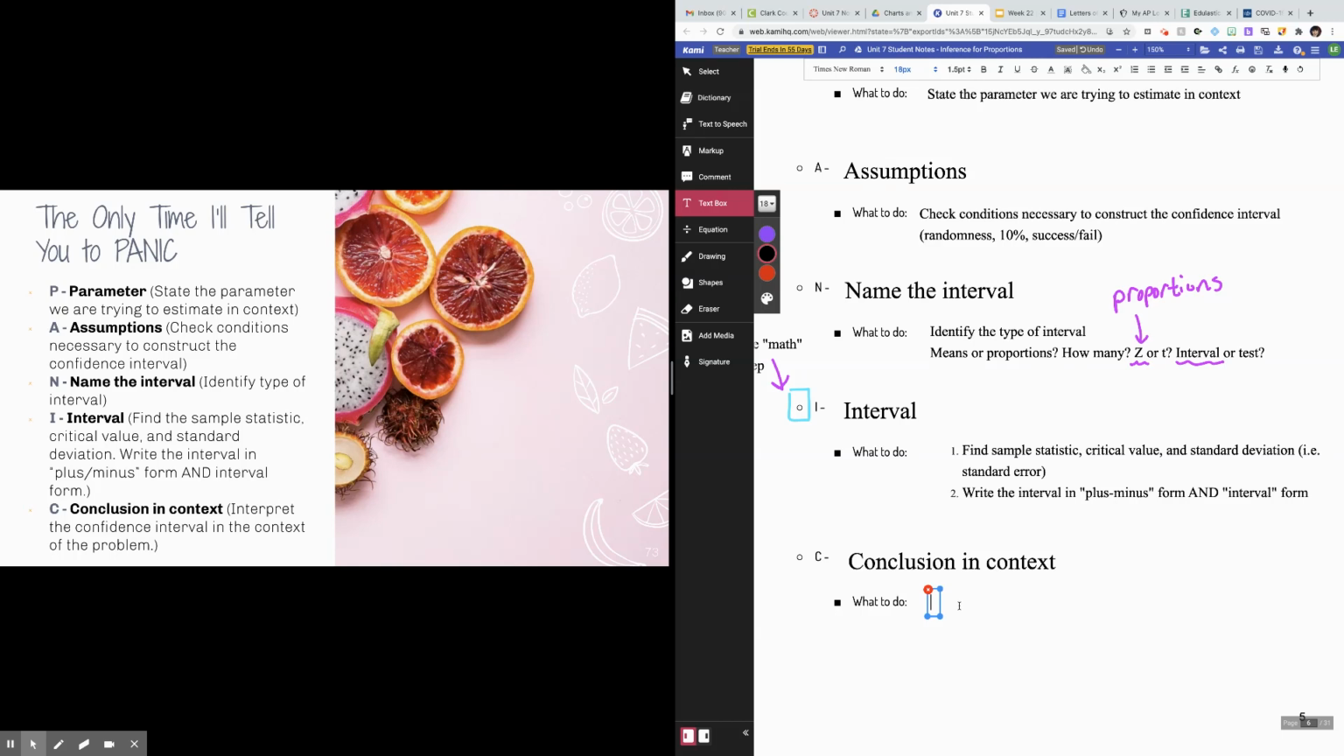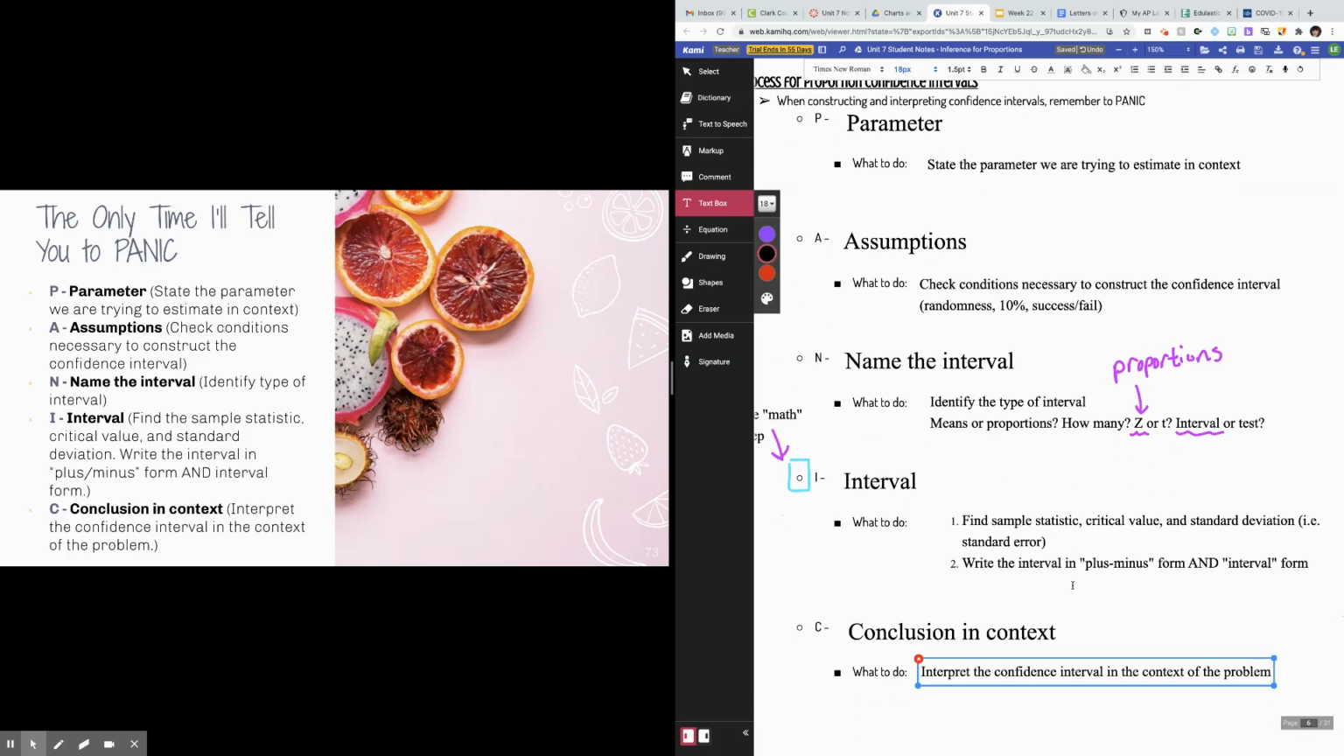So what you do at this step is you interpret the confidence interval in the context of the problem. Okay, so we've done that, and I've given you a word formula for that already, right? So you know how to interpret a confidence interval. Okay, so those are your 5 steps, PANIC.